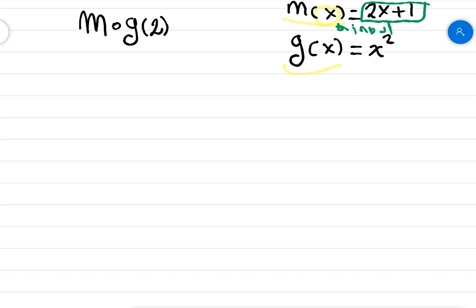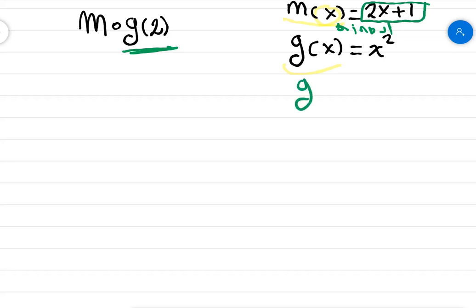Now, they are telling me find the composition of m and g of 2. To do compositions, you go from the furthest right. So to my right, I have g of 2. So I need to find g of 2. That's to evaluate. How do we evaluate? We plug in the number. So my input is going to be 2 for g.